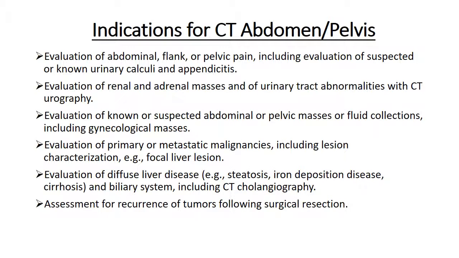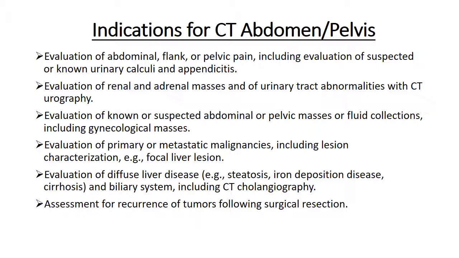Now let's talk about some of the stuff with CT. CT abdomen and pelvis. Reasons for ordering it include evaluation of abdominal pain, flank pain, pelvic pain, including evaluation of suspected or known urinary calculi and appendicitis. Evaluation of renal and adrenal masses and of urinary tract abnormalities within CT urography. Evaluation of known or suspected abdominal or pelvic masses or fluid collections, including gynecological masses. Evaluation of primary or metastatic malignancies, including lesion characterization, such as a focal liver lesion.